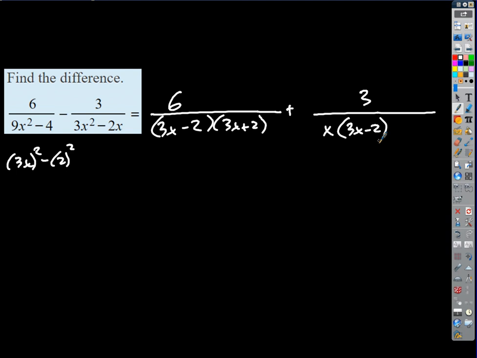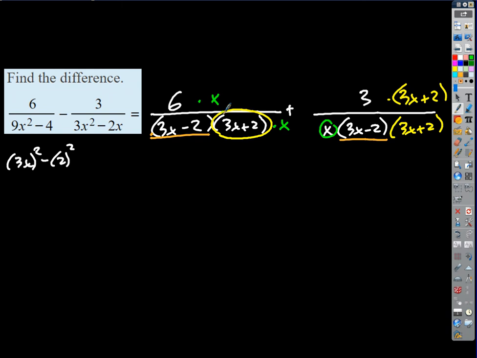3x minus 2. Okay, so I need a common denominator, right? To get a common denominator, they share one factor, so we can start to trim this process down a little bit. Look, they share this one, right? Any non-shared factor that shows up in the first denominator has to end up in this one too. So I can multiply top and bottom by 3x plus 2 over 3x plus 2, right? I'm going to need that one over here, but I'm also going to need this one over there.